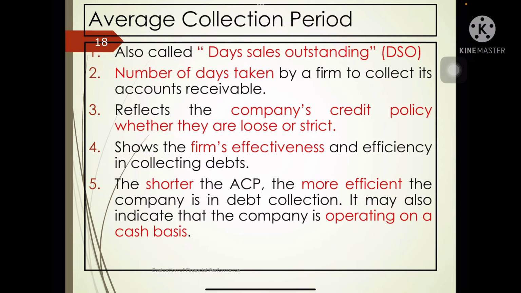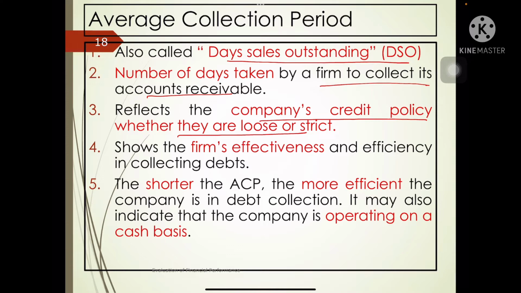Alright, average collection period. Here we call it days sales outstanding, DSO, or the number of days taken by the firm to collect its accounts receivable. We would like to see how long the company takes to collect back their money when they make sales. It reflects the company's credit policy, whether it is loose or strict. So we have to see whether loose or strict, and then we have to analyze and tighten the credit policy.